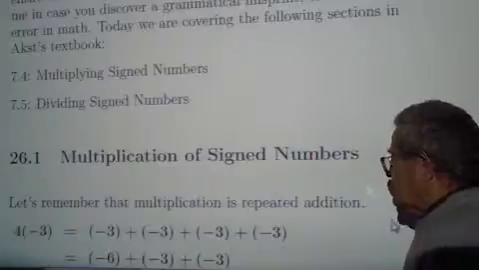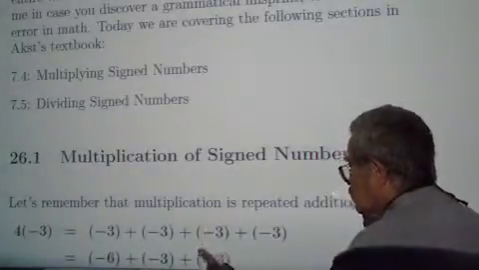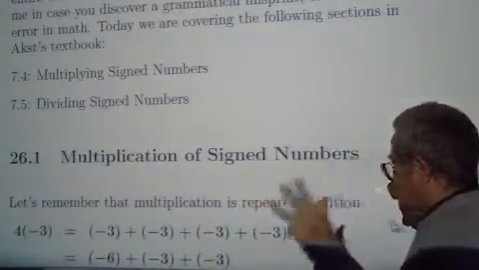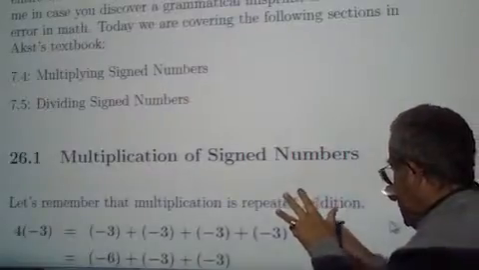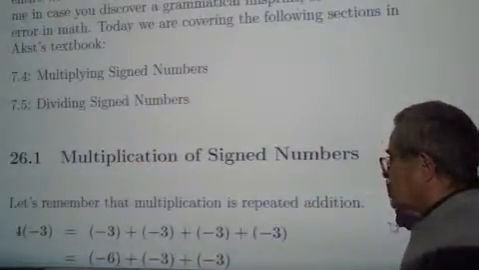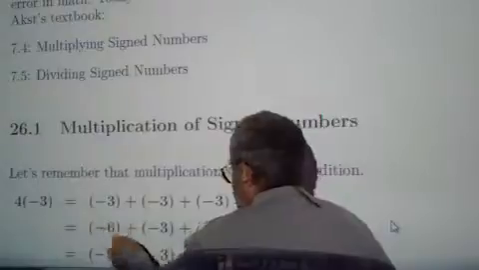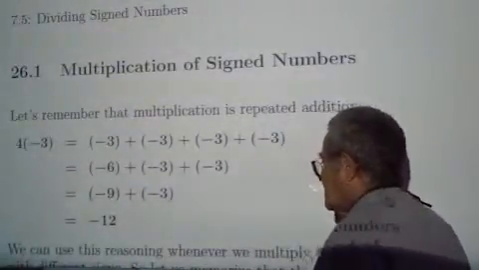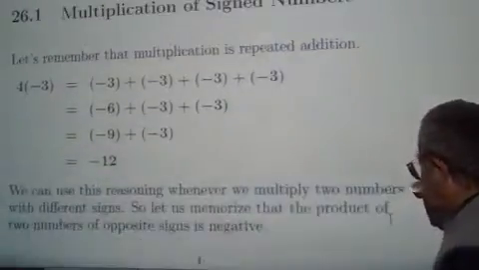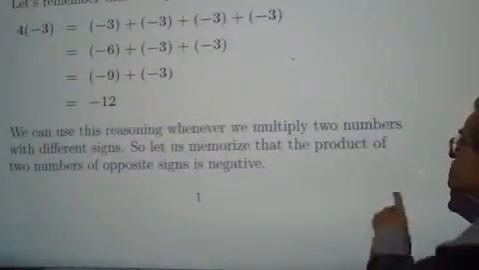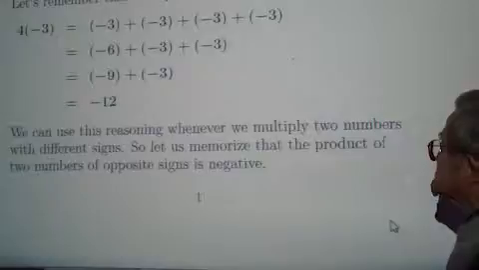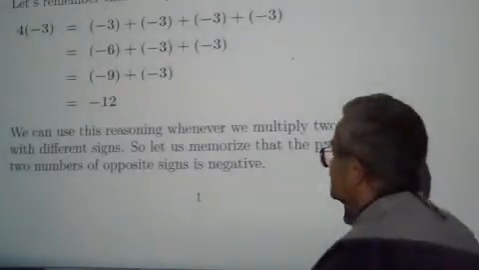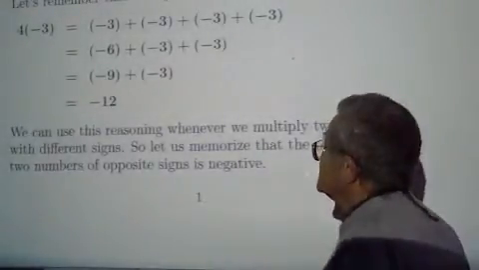4 times negative 3 is negative 3 plus negative 3 plus negative 3 plus negative 3. 1, 2, 3, 4 fingers. That gives me negative 6. That gives me negative 9. That gives me negative 12. We can use the following reasoning whenever we multiply two numbers with different signs. So let's memorize that the product of two numbers of opposite signs is negative.